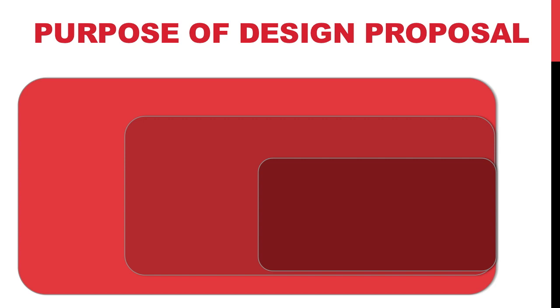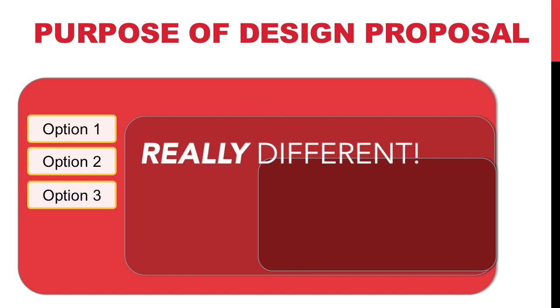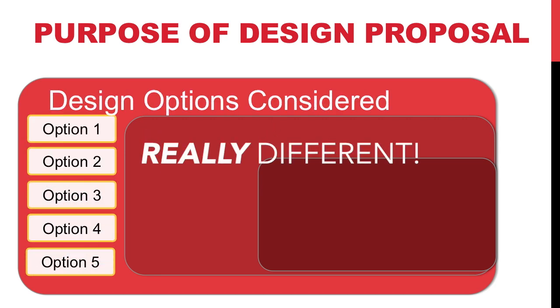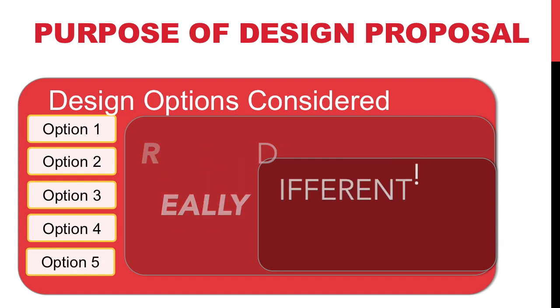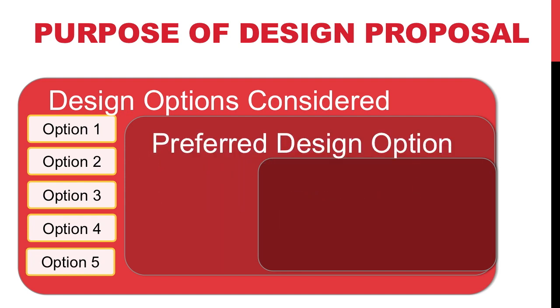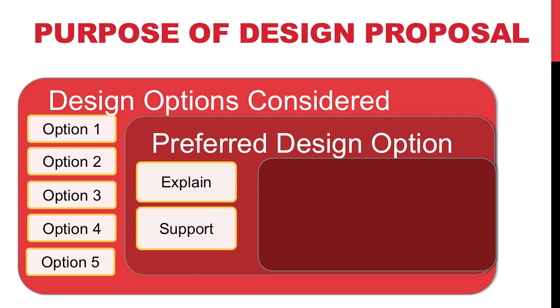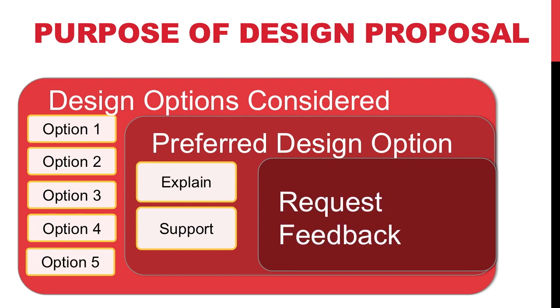Okay, so you have your 5 different options that you came up with after brainstorming. Those are the ones that you have considered. Then you're going to have a design option that you actually want to move forward with and start prototyping. So you're going to explain that and support that using your decision analysis tools. The purpose of this is also to request feedback from your supervisor saying, can I move forward with this?